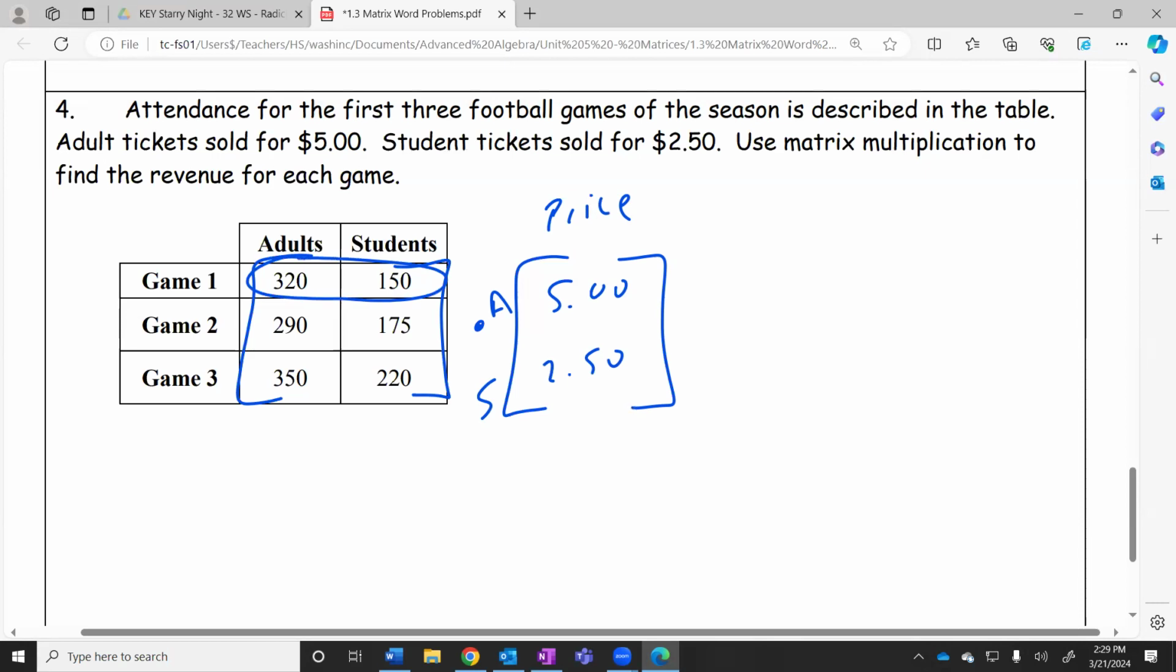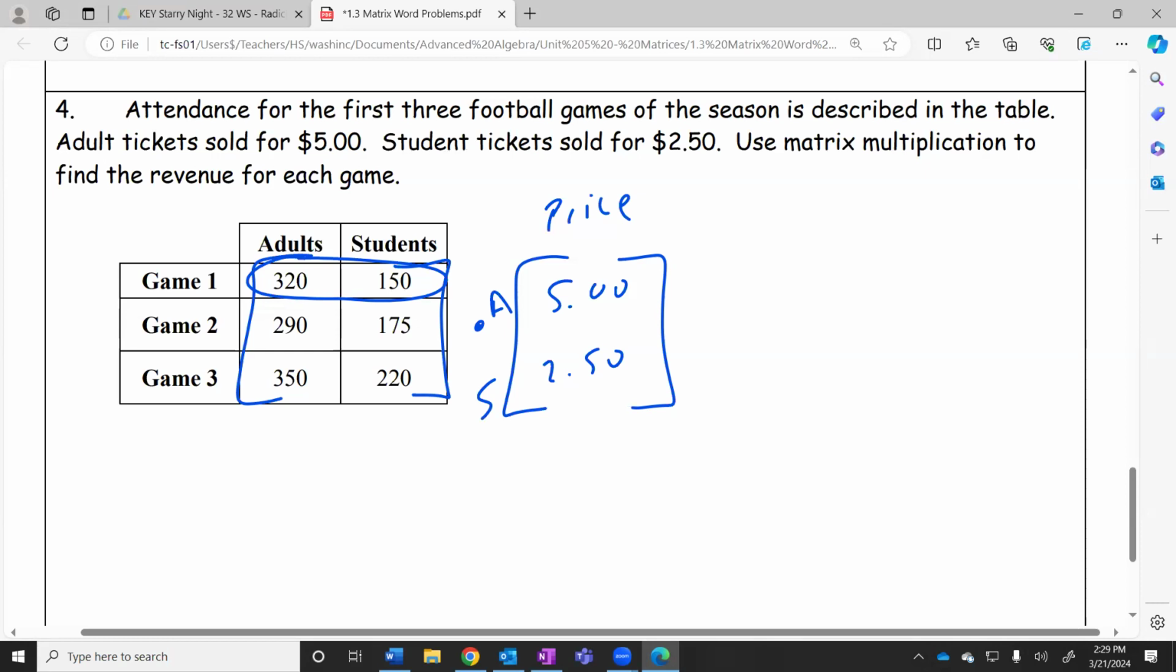And you can probably do all 3 of these games without a matrix pretty quickly. But what if this was the Braves game? And the Braves play 81 home games every single season. And how many different ticket prices do they have in that stadium? A lot. How many people are coming to one Braves game? A lot. 42,000 people, right? So you don't want to do all of those by hand. So yes, you could do this by hand, but let's talk about how I might do this with a matrix.